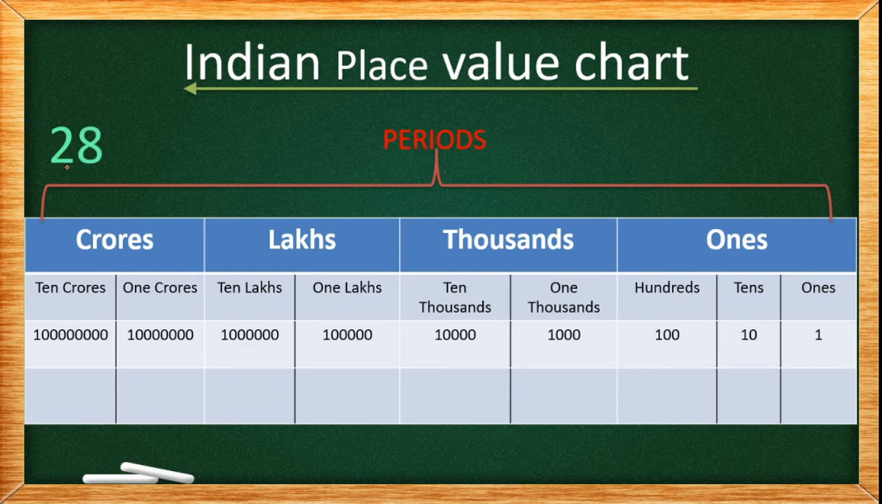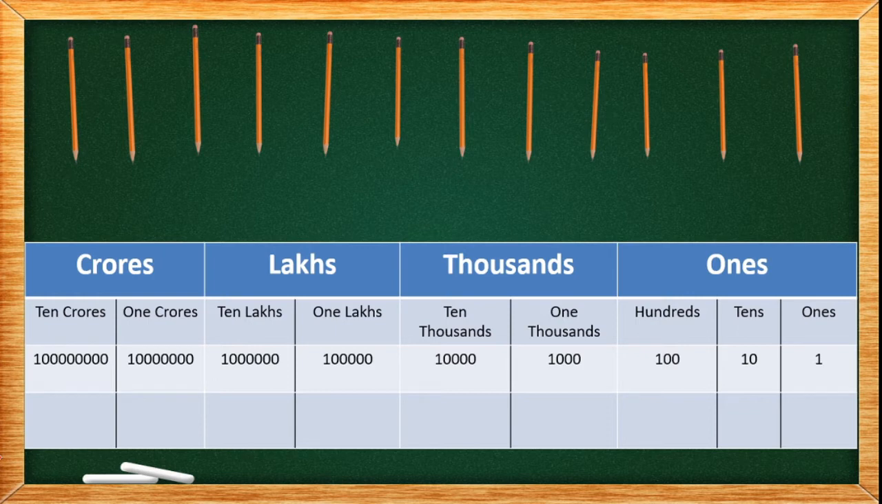Another number is a two-digit number, 28. How can we write this? The rightmost digit will go to the ones place and the second digit will go to the next place, that is the tens place. We will learn more about it through some examples.